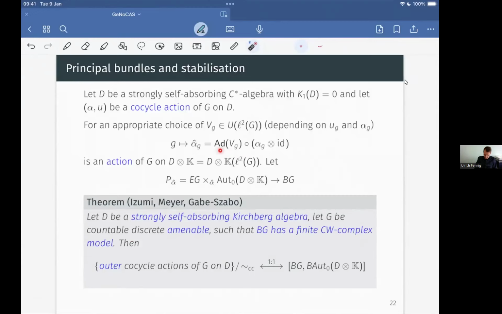So what happens here is you just have to pick the right unitary here, depending on u_g and alpha_g, to make this work. And then you have an action on this algebra here. And since you start with a strongly self-absorbing C-star algebra, what you get from this cocycle action will end up in the identity component of the automorphism group. And then, from this, you can associate a principal automorphism bundle to this action. So you get this principal bundle over the space BG that looks like this. And the structure group here is the identity component of the automorphisms.